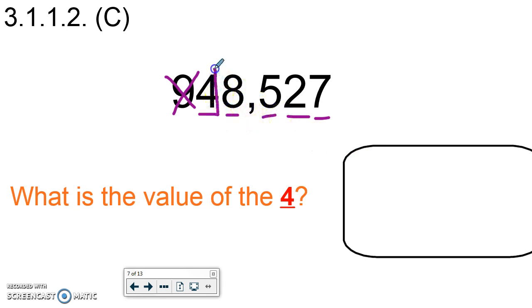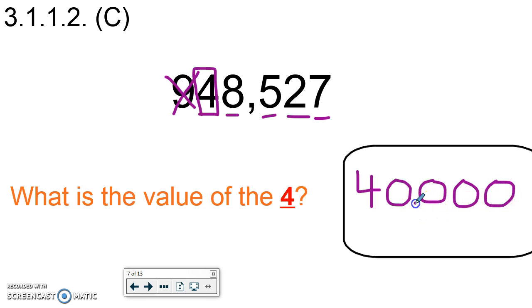So the 4 stays a 4. Everything to the right changes to a 0. 8 becomes a 0. 5 becomes a 0. 2 becomes a 0. 7 becomes a 0. Put my comma in there. 40,000 is the correct answer. Hopefully that's what you had.